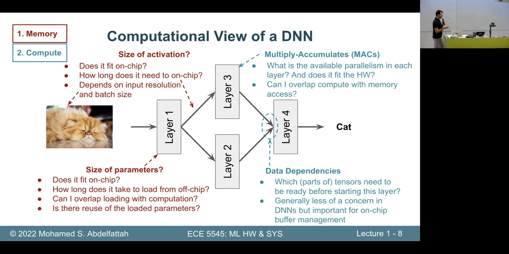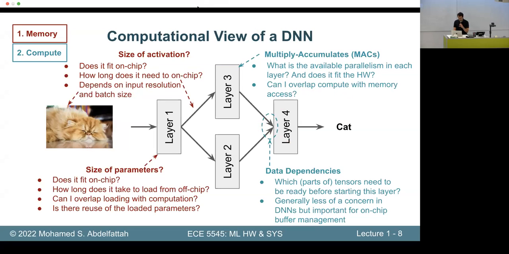So even the number of channels you have, whether they map well onto the number of compute elements you have on chip, is a consideration that you have to make. And as I said, a very important aspect is also whether you can overlap compute with memory access.